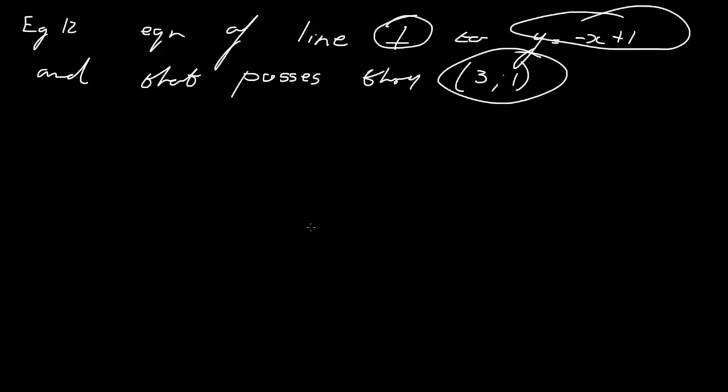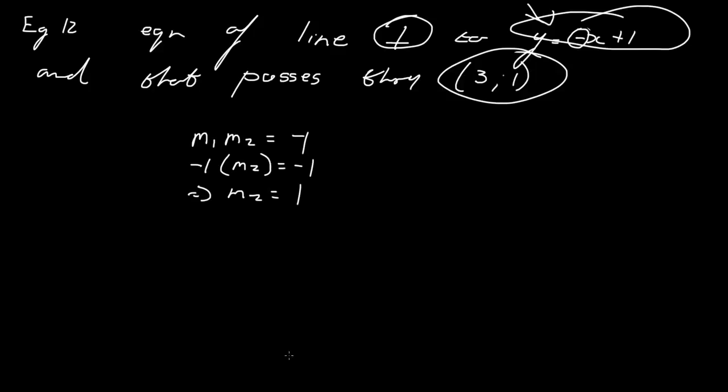Because it's perpendicular, we know that m1 times m2 is equal to -1. So let's say that this is line 1. We'll call the other one line 2. So m1 is the thing in front of the x, which is -1. So -1 times m2 is equal to -1. So m2 is equal to 1. And we also know that the second line passes through this point.